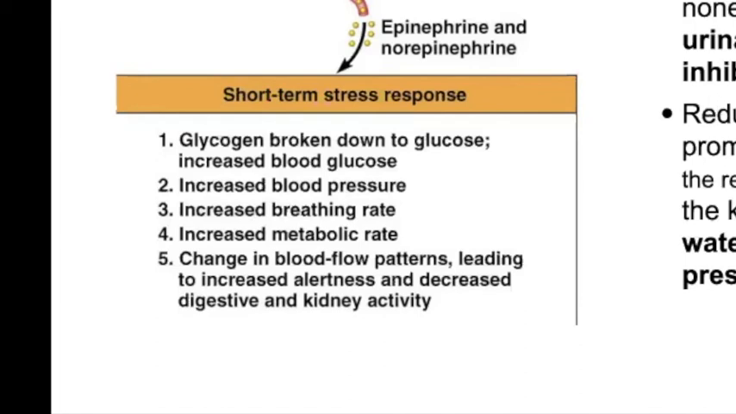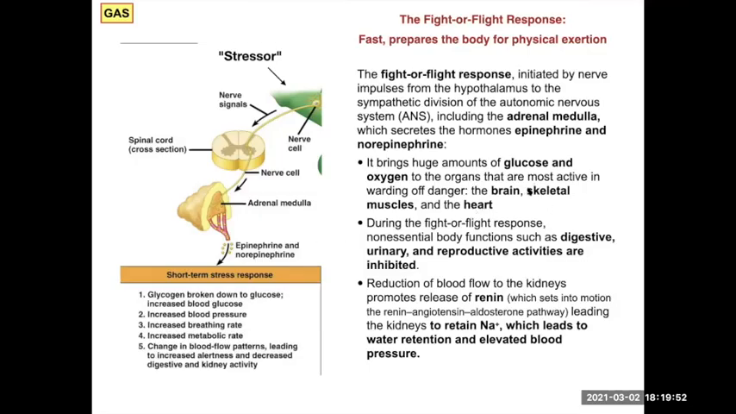Digestive system, urinary, reproductive, all that kind of stuff is shut down, and you're all concentrated on picking up what's going on in the environment, running away or fighting it, and moving the blood around, right? So huge amounts of oxygen and glucose going toward those with this epinephrine and norepinephrine circulating around your blood, right? So this is epinephrine and norepinephrine.